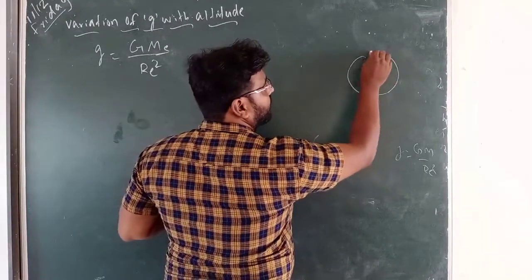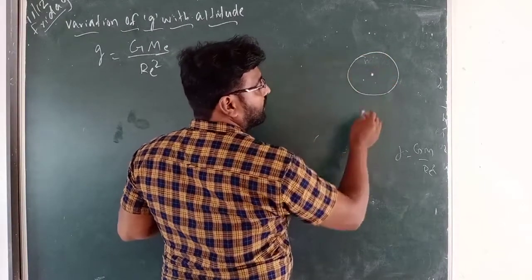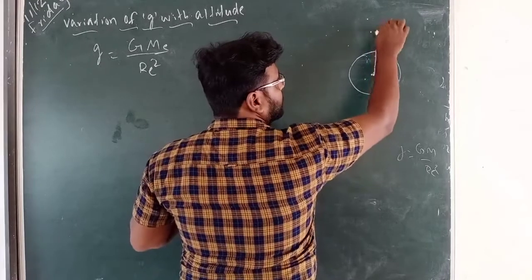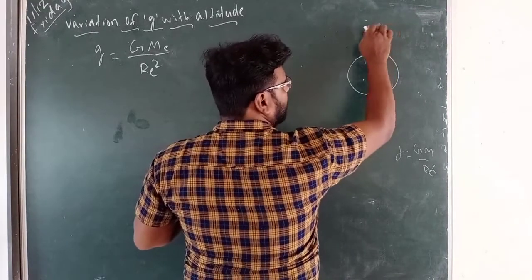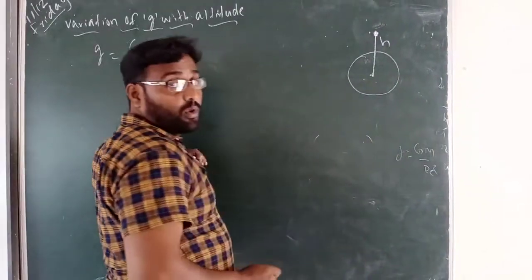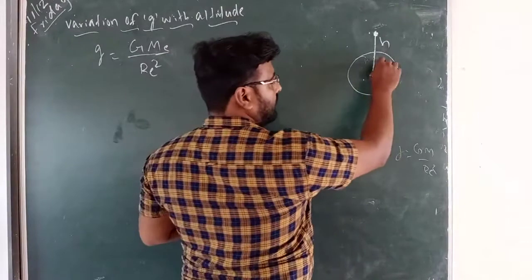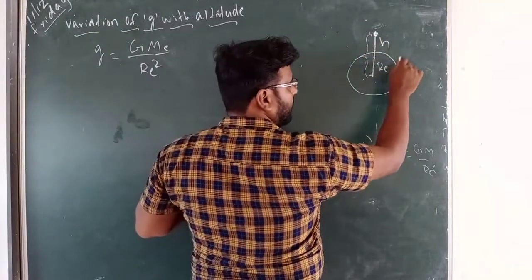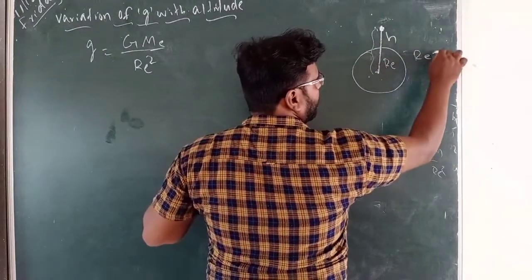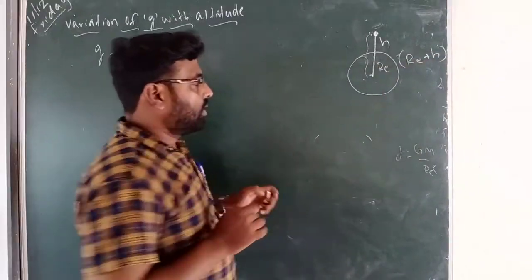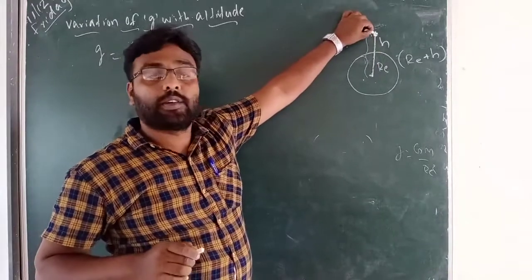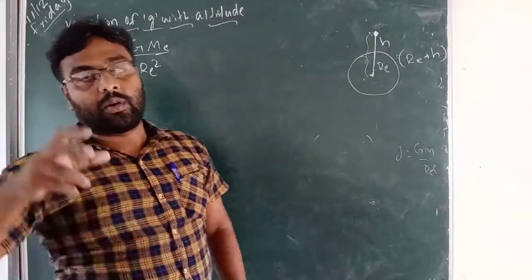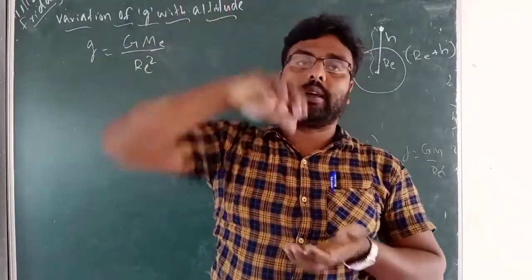For that, you can consider the earth. From the center of the earth, you lift a mass to a height h, and the radius of the earth is r e. So the total distance is r e plus h. You are moving a mass from the center of the earth to a height of h.